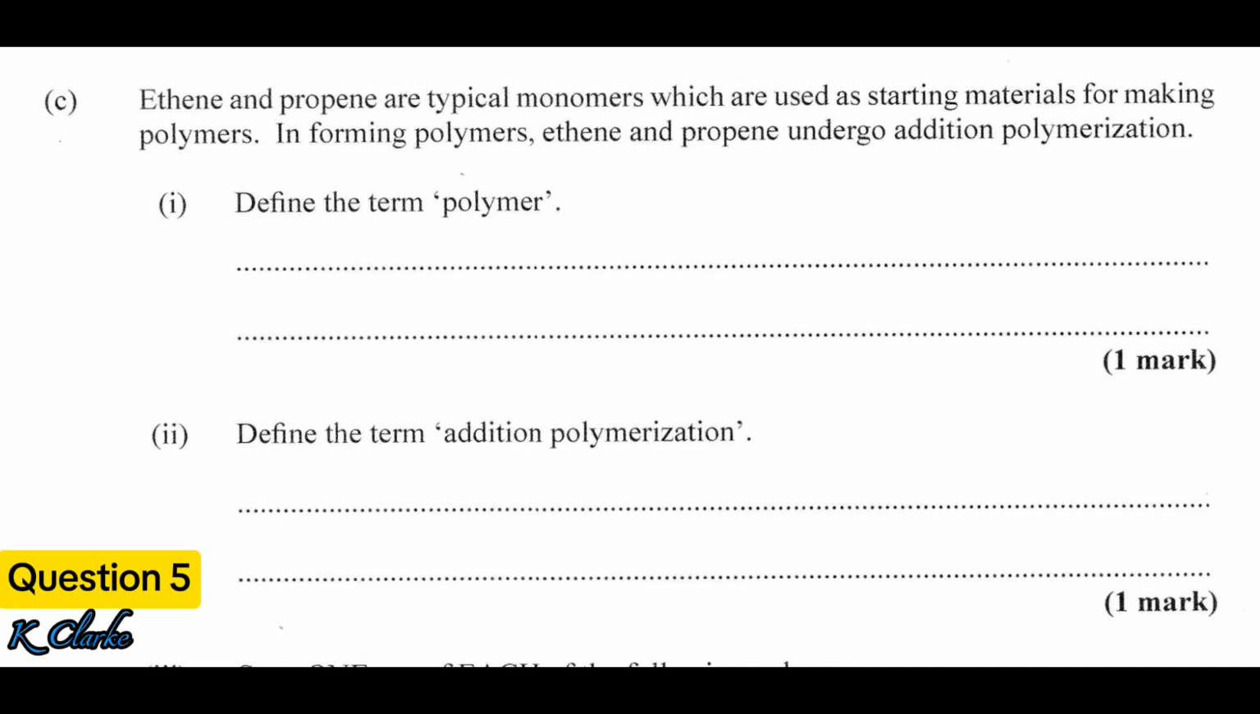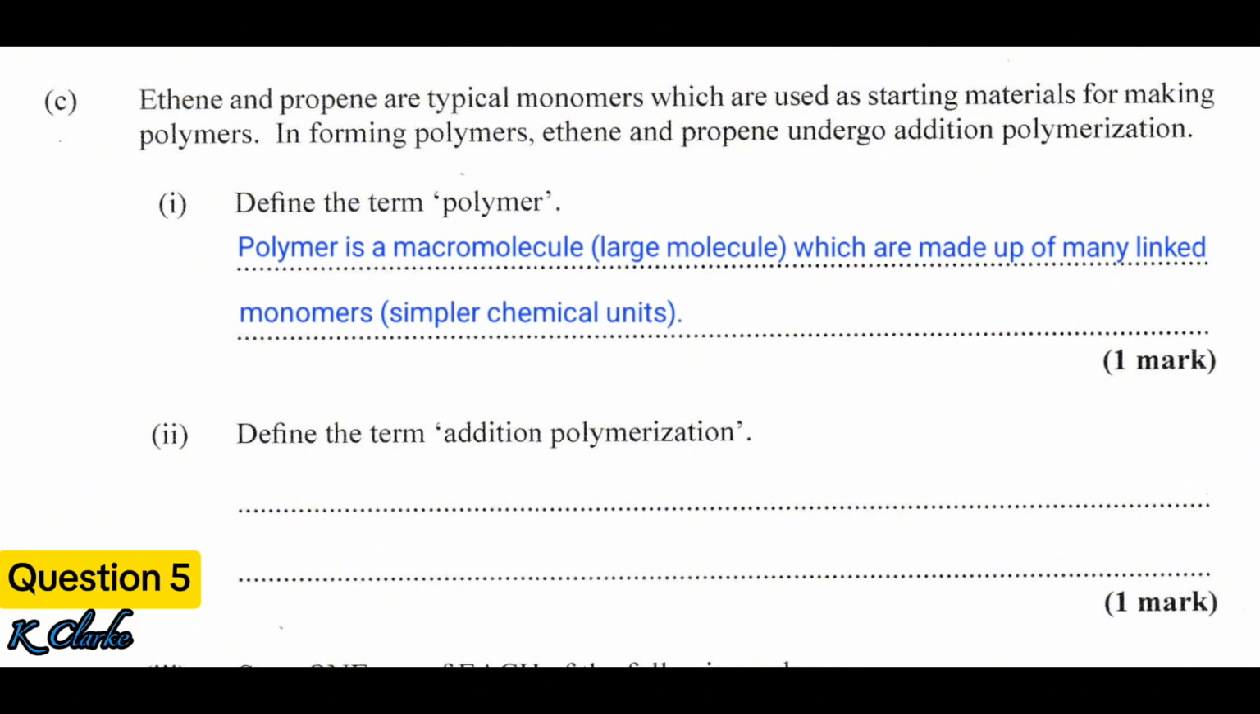C. Ethene and propene are typical monomers which are used as starting materials for making polymers. In forming polymers, ethene and propene undergo addition polymerization. Part 1. Define the term polymer. Polymer is a macromolecule, meaning large molecule, which are made up of many linked monomers. Monomers are simple chemical units.